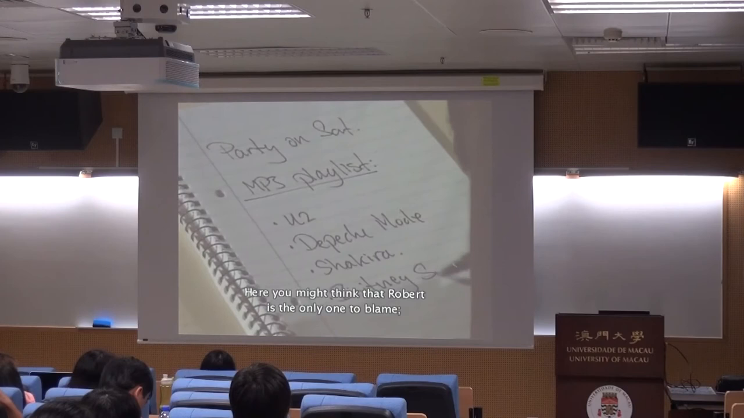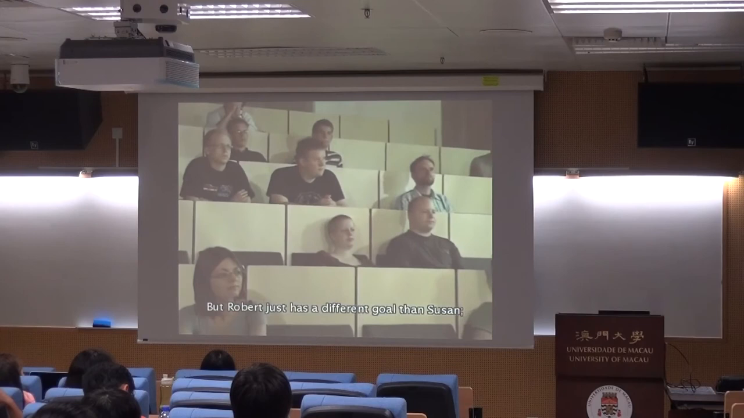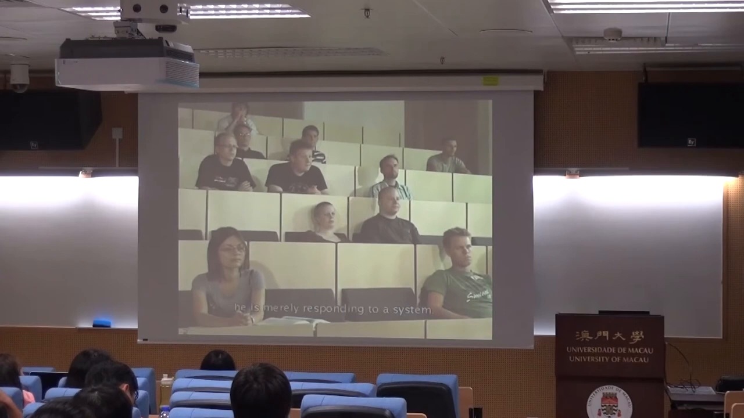Here you might think that Robert is the only one to blame, that he's the only one responsible for his mediocre gain from the teaching. But Robert just has a different goal than Susan. He's merely responding to a system. The statistics also carry an important message and suggest a different course of action.